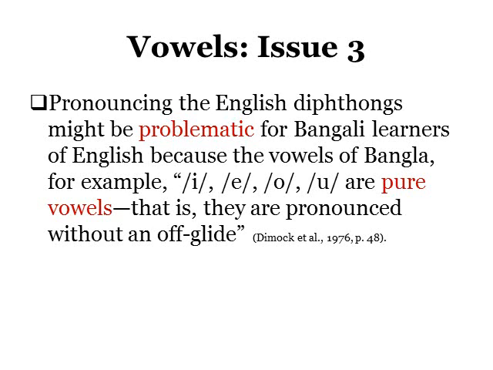Regarding diphthongs, pronouncing the English diphthongs might be difficult for Bengali students of English because Bangla vowels like E, A, O, U are pure vowels, that is, there is no off-glide or movement from one vowel to another. Therefore, pronouncing the English diphthongs, for example, Ia, A, might be problematic for Bengali students, and they might very well substitute monophthongs for diphthongs.